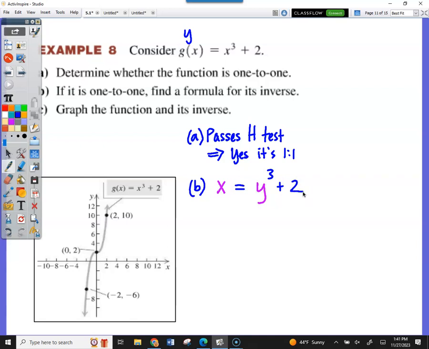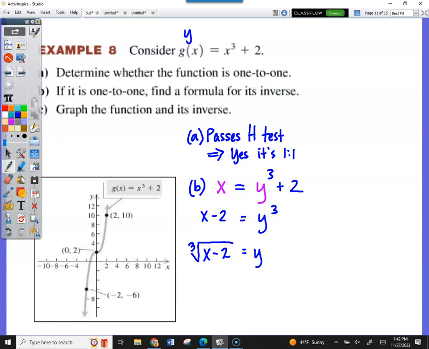Alright, what do I need to do first? Subtract the 2. What is the opposite of cube? Cube root. So I'm going to cube root both sides. When I cube root the right, it will just become a y.